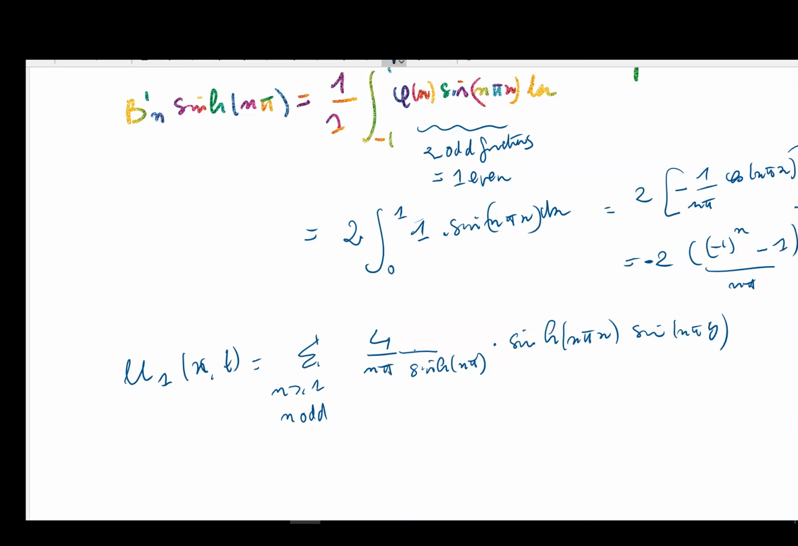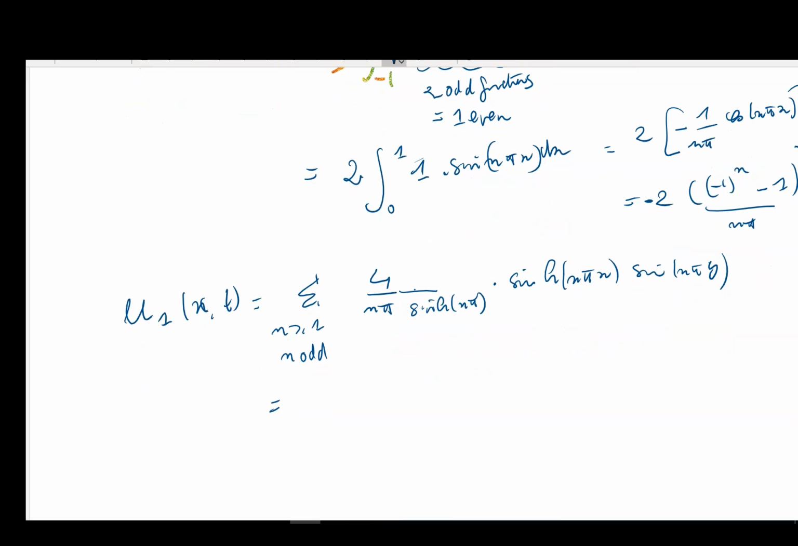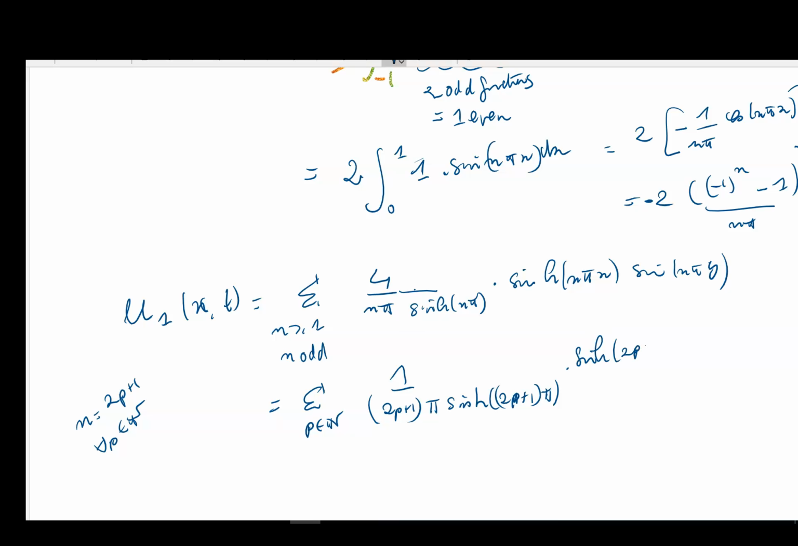And that's it. If you really want to express the fact that n is odd, we can write that n is 2p plus 1 for all p in N. So that's the sum for p in N of 1 over (2p plus 1) pi sinh of (2p plus 1) times pi, times sinh of (2p plus 1) times pi x, times the simple sine of (2p plus 1) times pi times y. And this is our first solution.